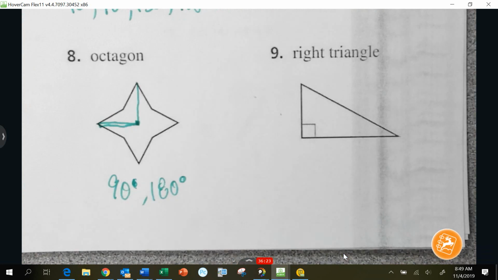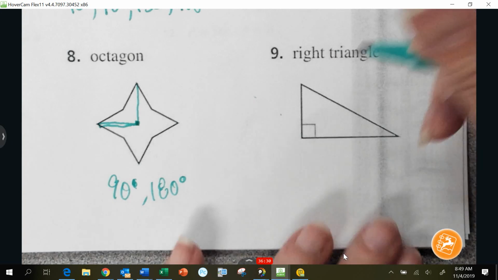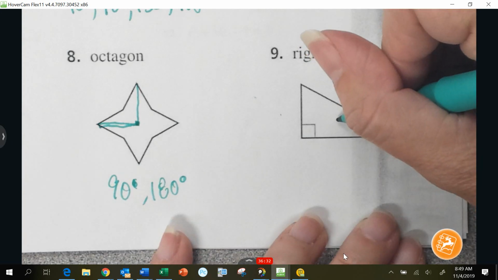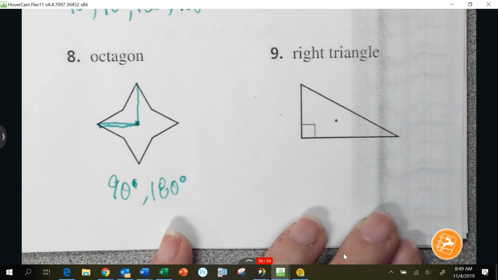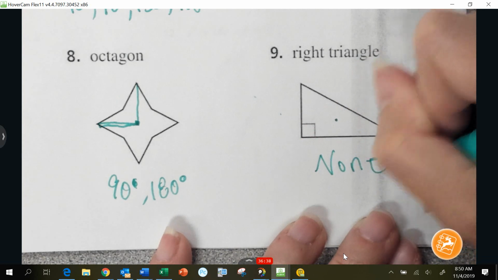All right, last question. This particular right triangle. I don't even know where the center of that right triangle is. Maybe here? Are you thinking what I'm thinking?